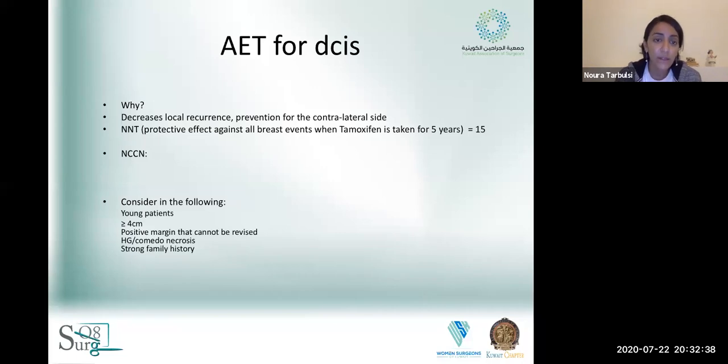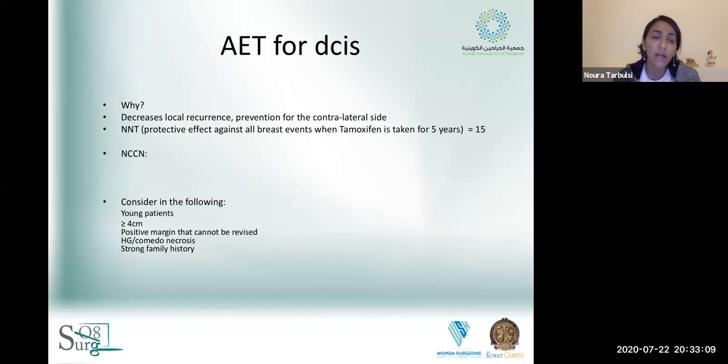Who do we consider it for? It's not for everybody. Obviously, first of all, they have to be ER/PR positive. We discuss it with young patients, given that usually DCIS in younger patients is more aggressive with higher chance of recurrence. If the area of DCIS is large, more than 4 centimeter, if there are positive margins that cannot be revised, for example, I did a mastectomy for extensive DCIS and they said that the margin is extremely close to the posterior area, close to the muscle.